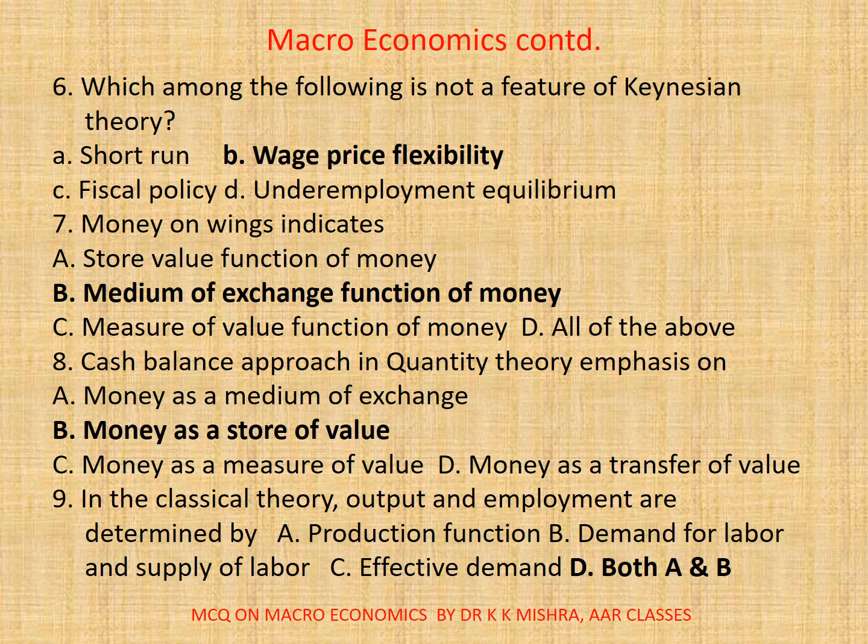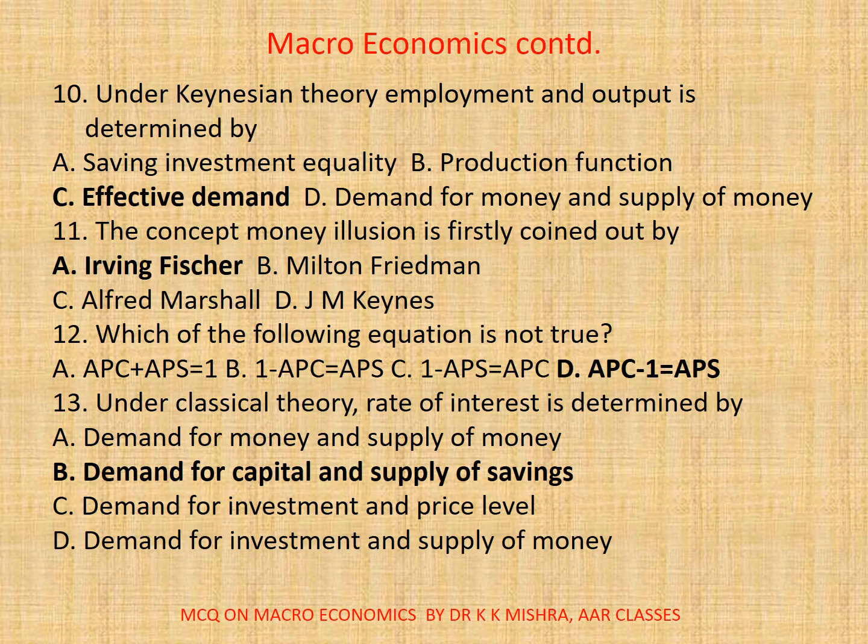9. In the classical theory, output and employment are determined by: A. Production function, B. Demand for labor and supply of labor, or C. Effective demand. So here the correct option is D. Both A and B.